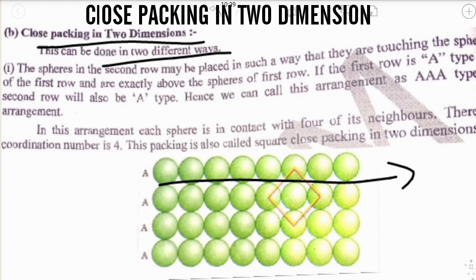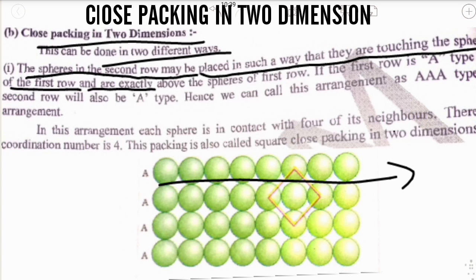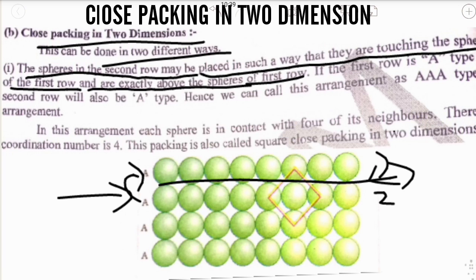The first way is that the spheres in the second row may be placed in such a way that they are touching the spheres of the first row and are exactly above the spheres of the first row. The spheres of the second row are placed exactly above the first row and touching it. In the same way, the third row is placed touching the second row, and the fourth row touching the third row.